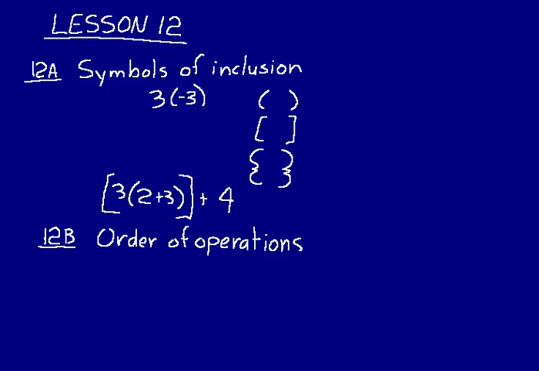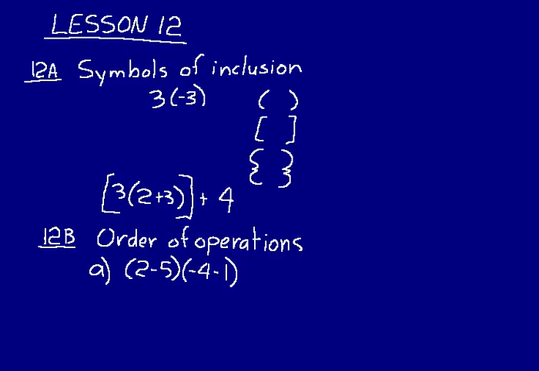Look at that example that I have right above part 12b. The innermost set of parentheses there has a 2 plus 3. It has an addition operation in there, so we would do that first. We would do that addition and get 5 for that, and then we would multiply it by the 3 on the outside. So we'd have 3 times 5 is 15, and then we would add that to the 4 that's on the outside of both of those sets of parentheses.